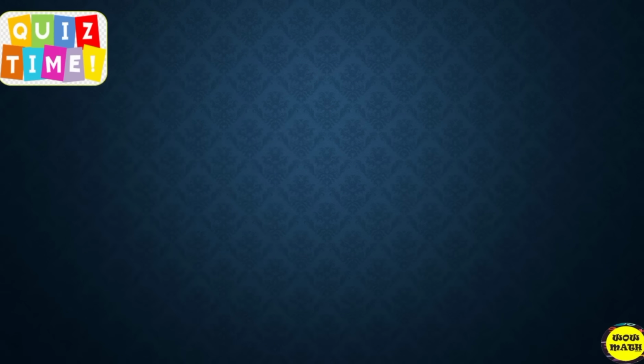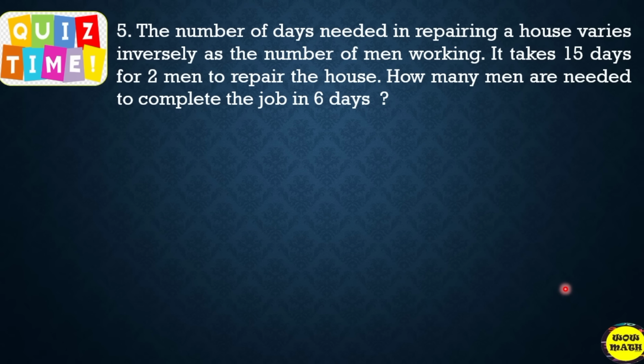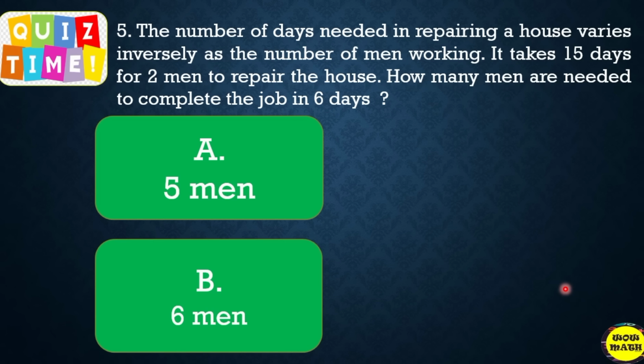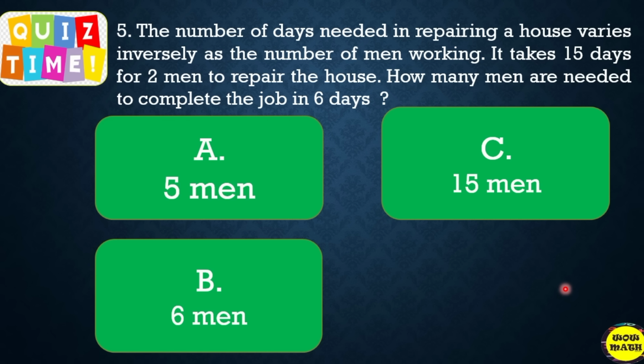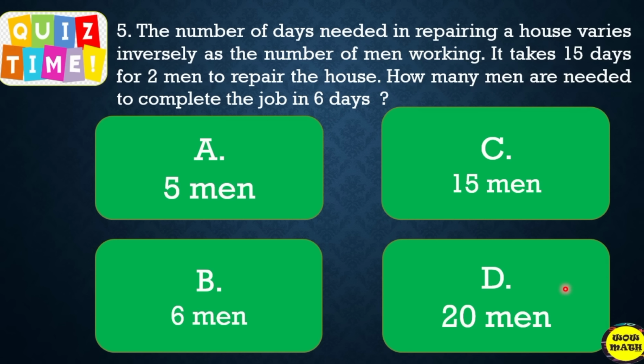Okay, for the last question, the number of days needed in repairing a house varies inversely as the number of men working. It takes 15 days for 2 men to repair the house. How many men are needed to complete the job in 6 days? A. 5 men. B. 6 men. C. 15 men. And letter D. 20 men. Okay, so the answer is letter A.